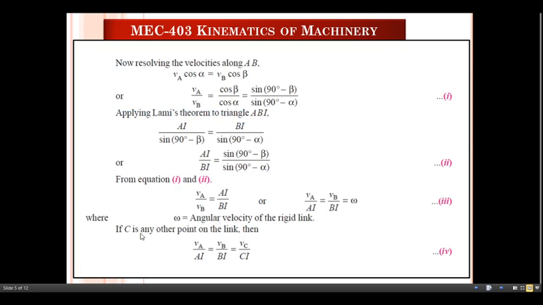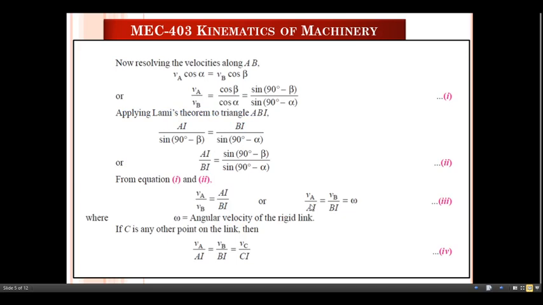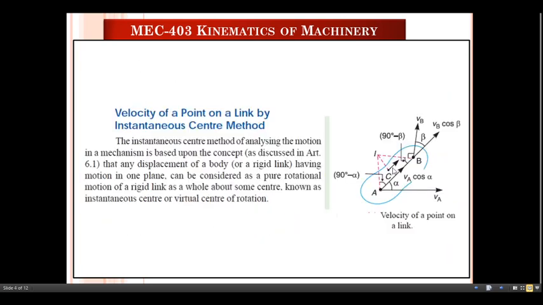Okay, so here, if I consider another point, if C is any other point on that link, then we can extend this relation in this way: VA divided by AI equals VB divided by BI equals VC divided by CI. Any point we have considered lies on that link, so you need to consider this distance.